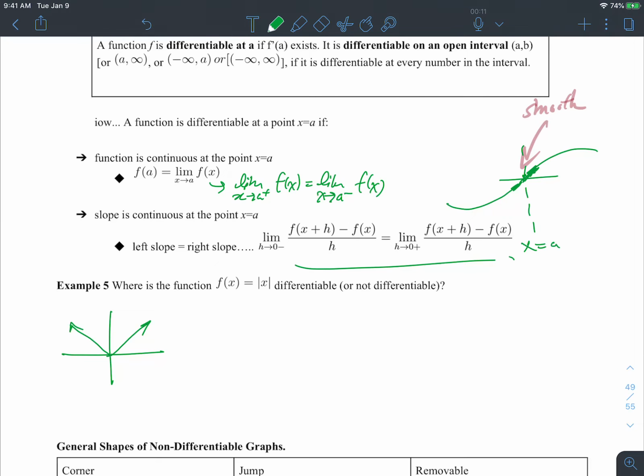Now, let's think about this. Okay. We know that it meets this requirement. It is continuous at this point. You don't have to take off your pen or pencil to draw this graph. Then comes the second one. What was the left and the right slope? Obviously, my left slope is -1, and the right slope is +1. Therefore, over here, it's not differentiable. It's not smooth. It's sharp, isn't it?